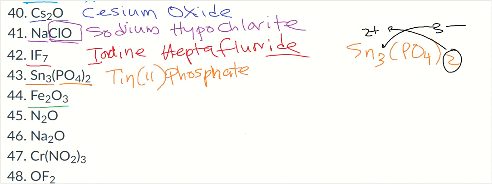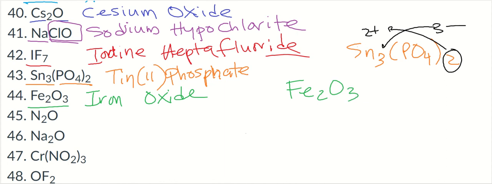Iron is another transition metal. I'm getting tired of these transition metals. Iron, I've got to figure out the charge, but the second element, we're going to change to oxide. Let's do that over here. Just rewrite the formula that's given.